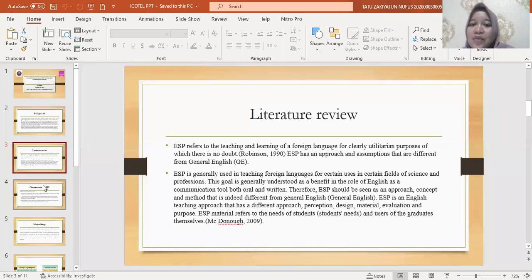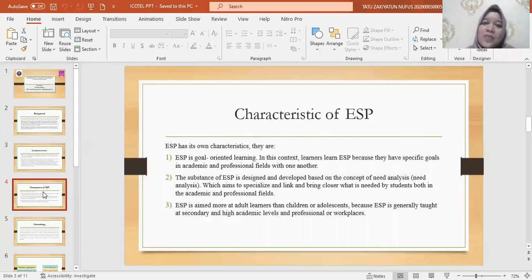So here are the characteristics of ESP. ESP has its own characteristics. First, ESP is goal-oriented learning, and in this context, learners learn ESP because they have specific goals in academic and professional fields. And the second one, the substance of ESP is designed and developed based on the concept of needs analysis, which is aimed to specialize and bring closer what is needed by students in both academic and professional fields. And the last characteristic of ESP is that it is aimed more at adult learners than children or adolescents, because ESP is generally taught at secondary and high academic levels and in professional workplaces.